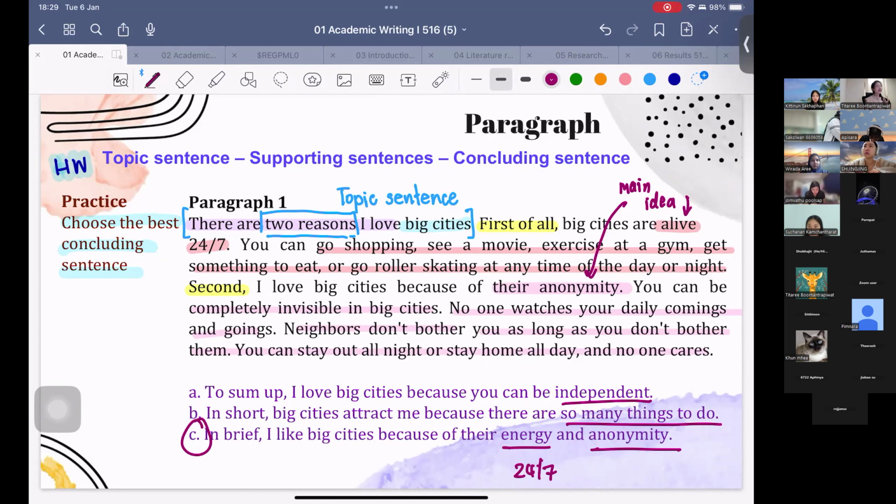So C would be the answer. Everybody get it right? Thank God. Okay. Anybody have any questions? So moving on.